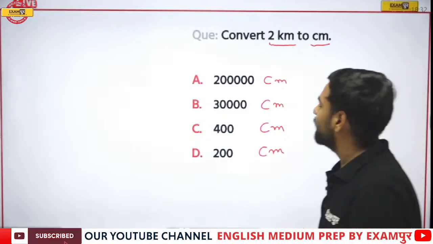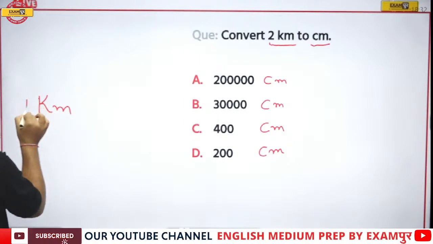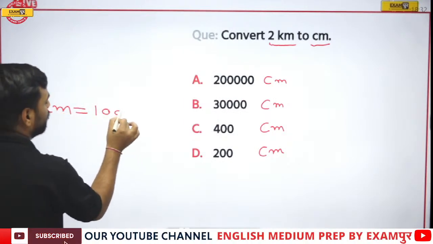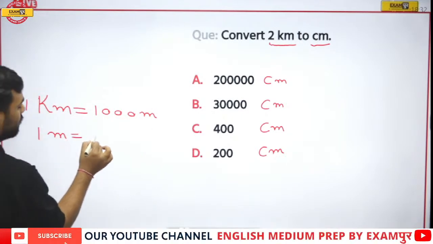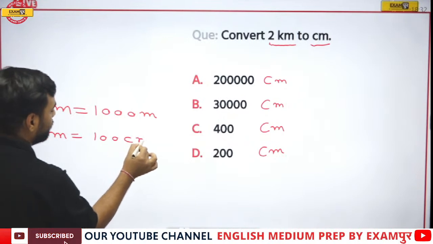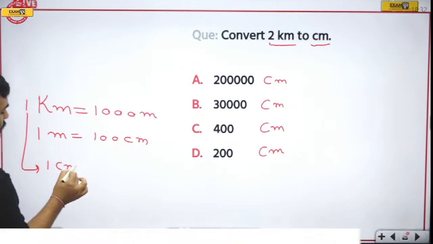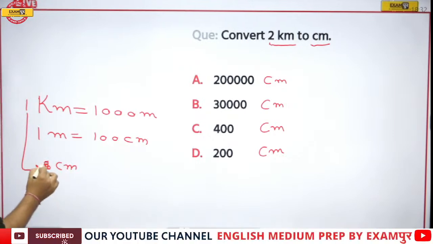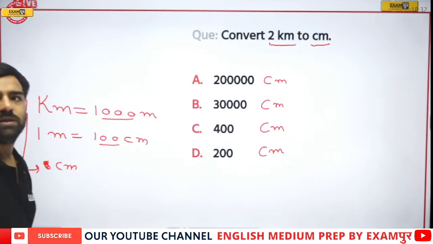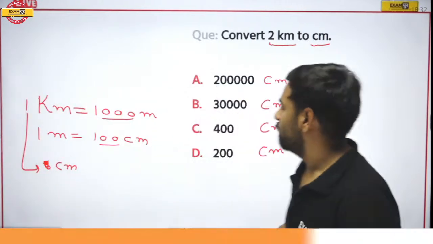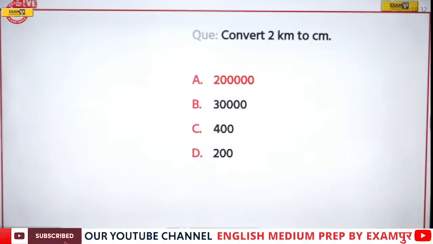Yes. So it's very obvious. If I'm talking about kilometers, 1 kilometer is equal to 1000 meters and 1 meter is equal to 100 centimeters. So if I want to convert 1 kilometer to centimeters, what do I have to do? I'll use this. That is, 5 zeros must be there. So it's very obvious. Option A, that is 2 into 10 to the power 5, would be the correct answer.